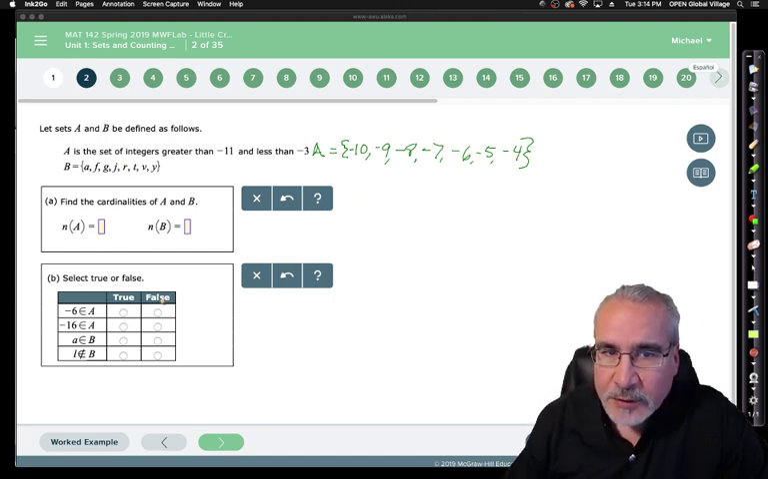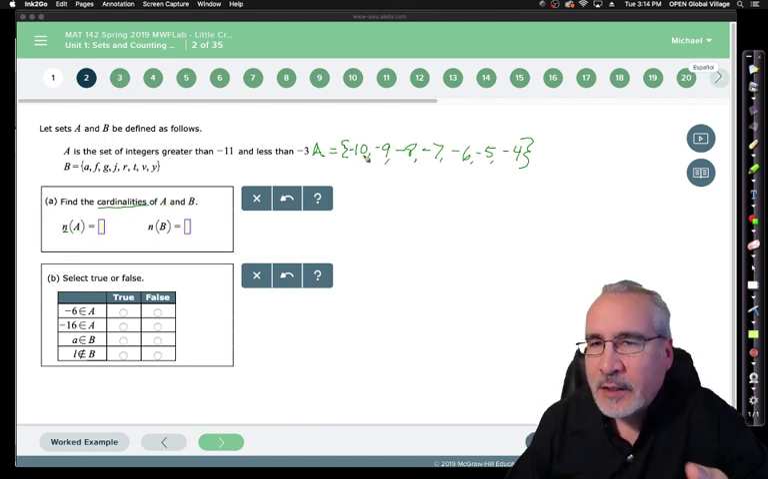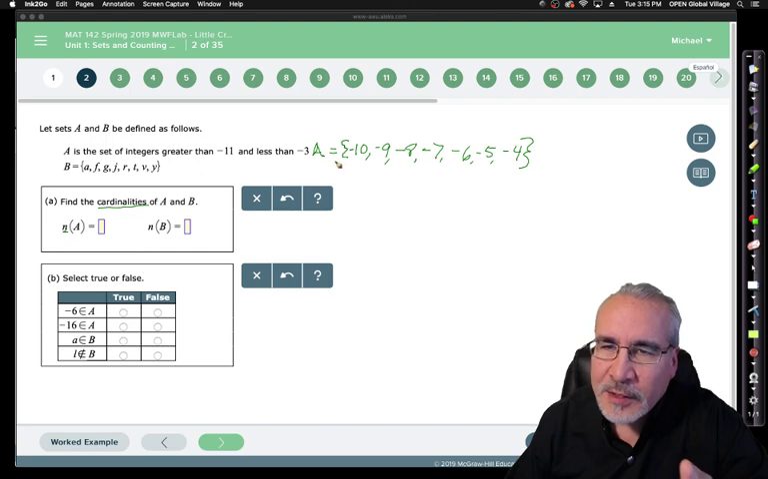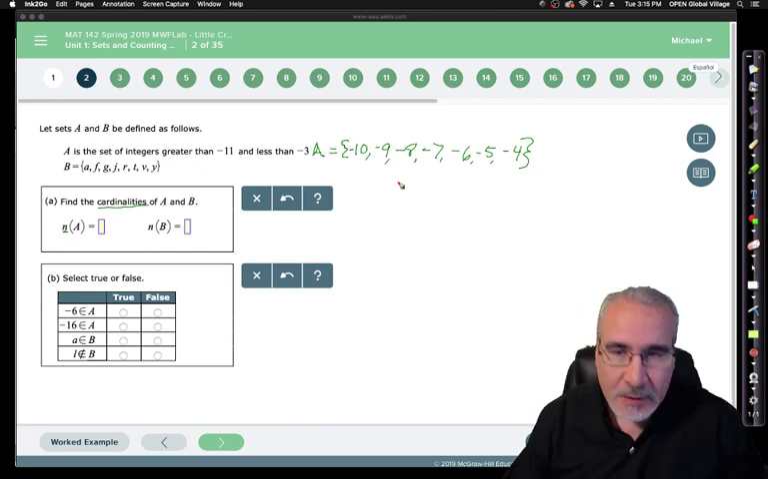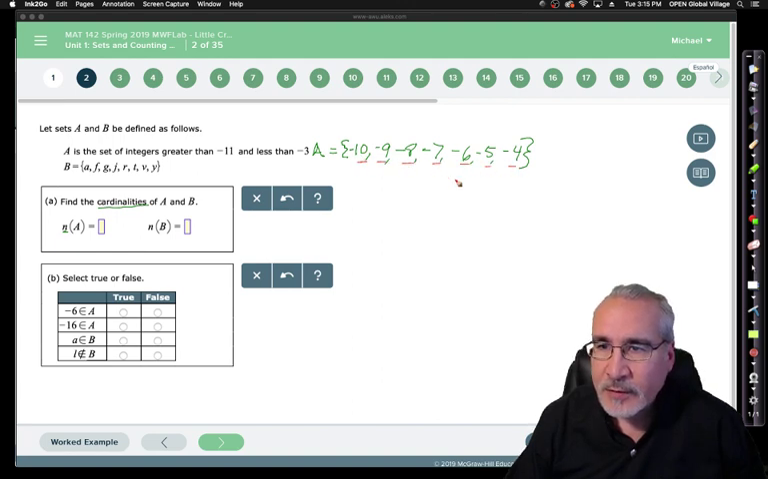B is these letters. So find the cardinality of A. Well, what's a cardinality? The way I like to remember it is see this little n. It's the number that are in A, how many, the amount. So we're just counting. It's kind of confusing because A has numbers as its elements, but we're counting the amount of elements in A. So we have here 1, 2, 3, 4, 5, 6, 7. So our cardinality is 7.